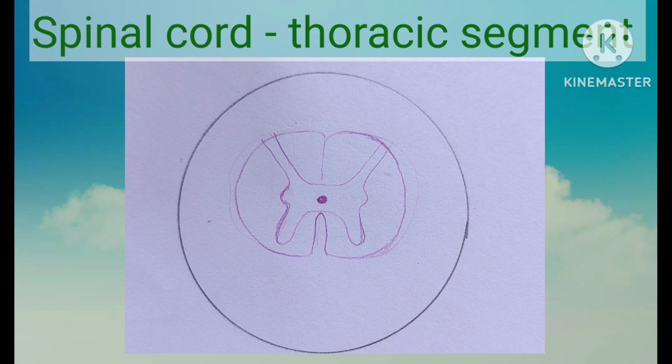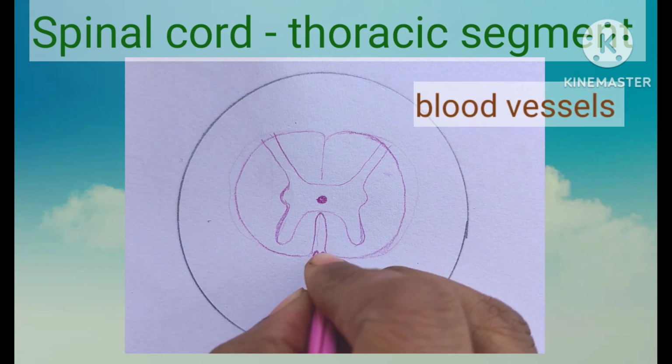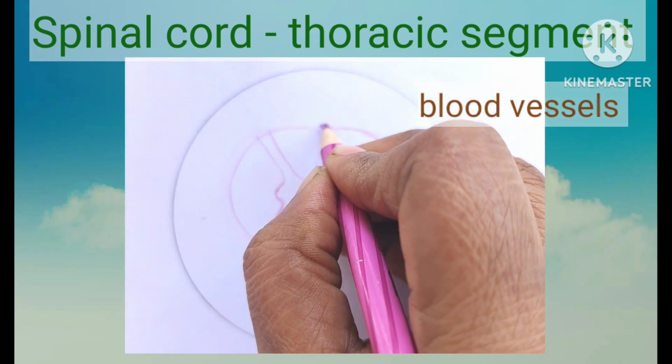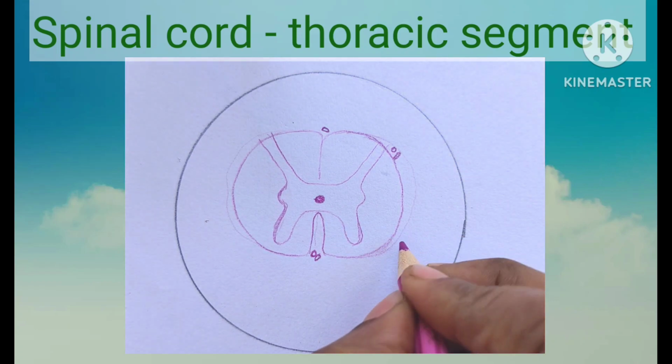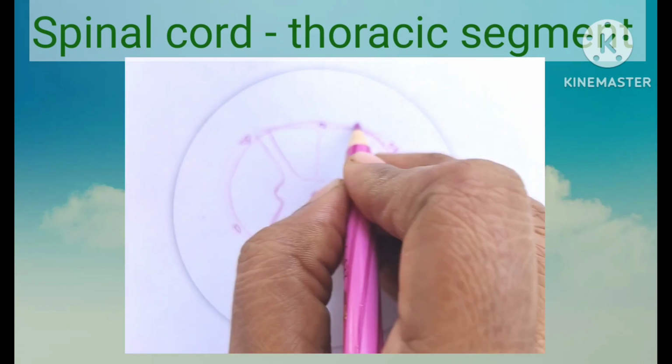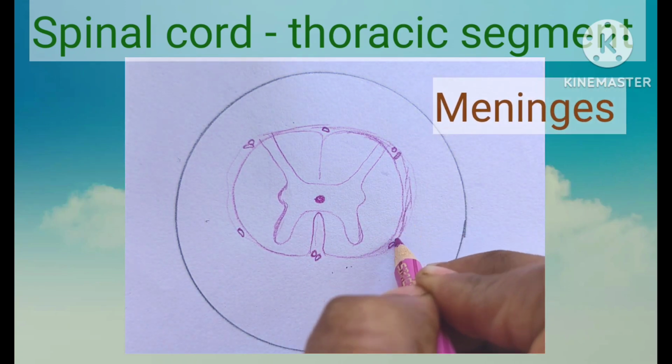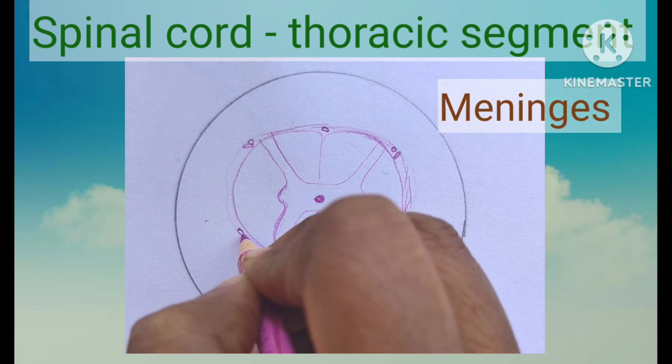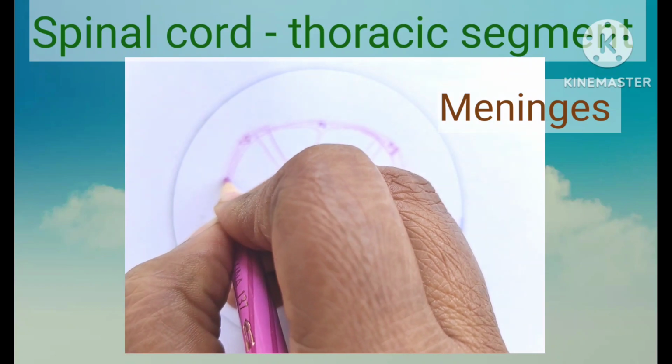It was a little wider, so I made it circular. When you write very lightly, it's easy for you to erase and do the shape. And make sure it is bilaterally symmetrical. The coverings we will draw first. The blood vessels, the pia mater. So you can make a notice of it.